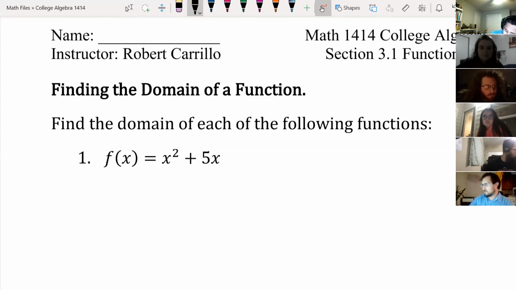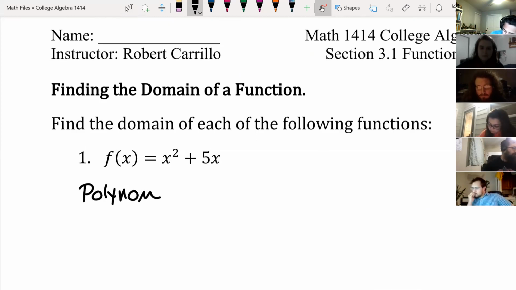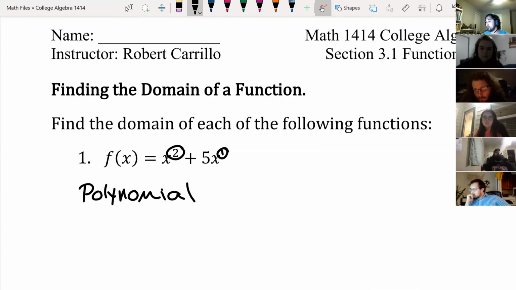Polynomial, good. This is a polynomial function. And in order to be a polynomial function, all of your exponents must be whole positive numbers, or the set of positive integers. So again, to be a polynomial, your exponents must be whole numbers and they must be positive whole numbers. That's the definition of a polynomial.